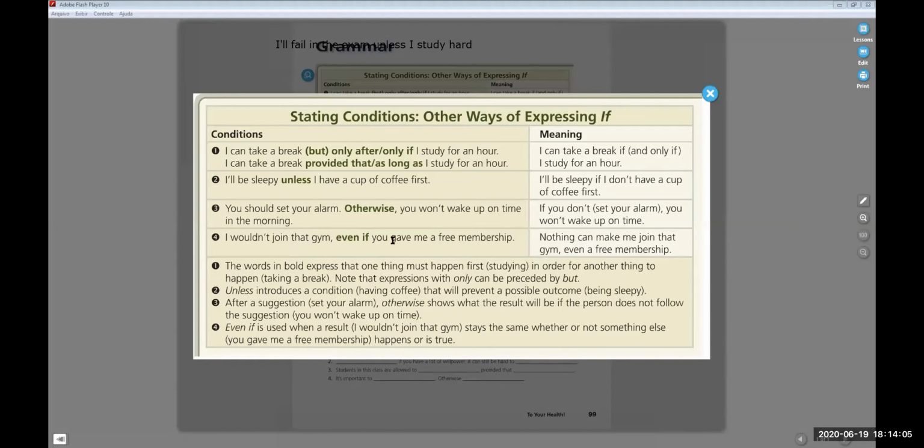Stephanie, could you read the number 3 conditions, please? You should set your alarm, otherwise you won't wake up on time in the morning. All right. And the meaning, please, Stephanie. If you don't set your alarm, you won't wake up in the morning. All right. So, if you don't, you won't. Otherwise, it has a different meaning. In this case, number 3, you should set your alarm, otherwise, you won't wake up on time.